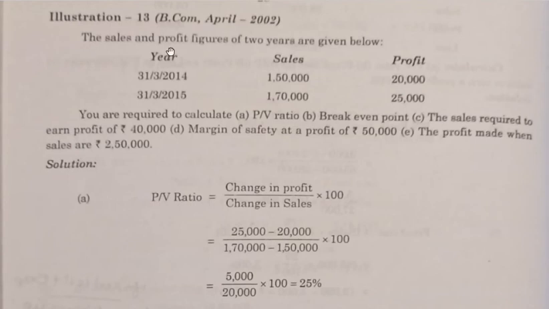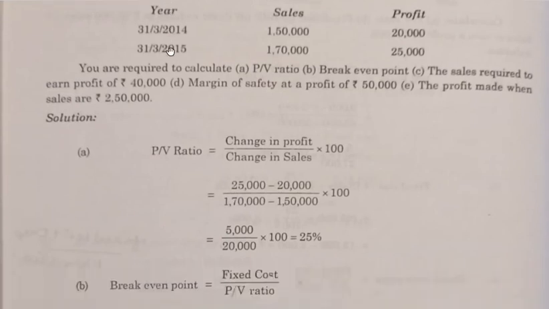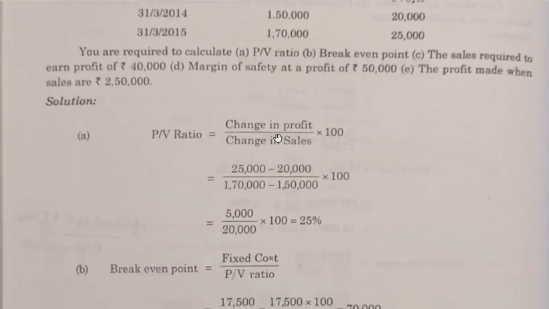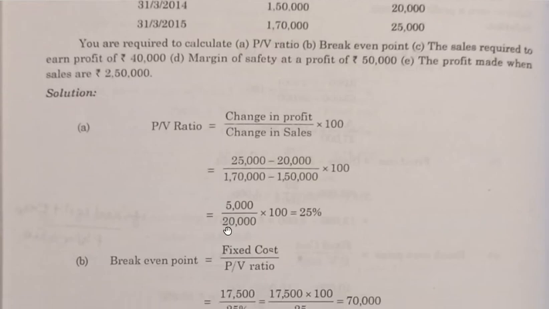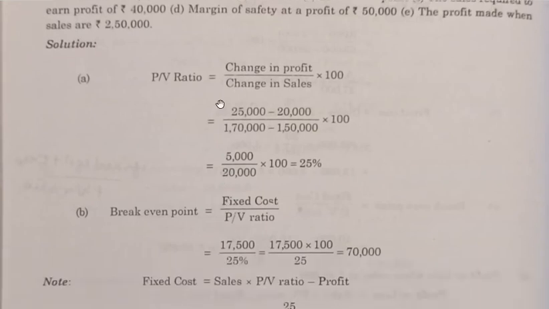So our next question, the sales and the profit figures of 2 years are given below. So here they have given sales, they have given the profit. They are telling us to calculate the PV ratio. So PV ratio is change in profit divided by change in sales into 100. So what is your profit? It is 25,000 is your current year minus your last year 20,000. So 1,70,000 is your current year minus 1,50,000 is your last year's sales. Into 100 you get 5,000 divided by 20,000 into 100, which is 25%.